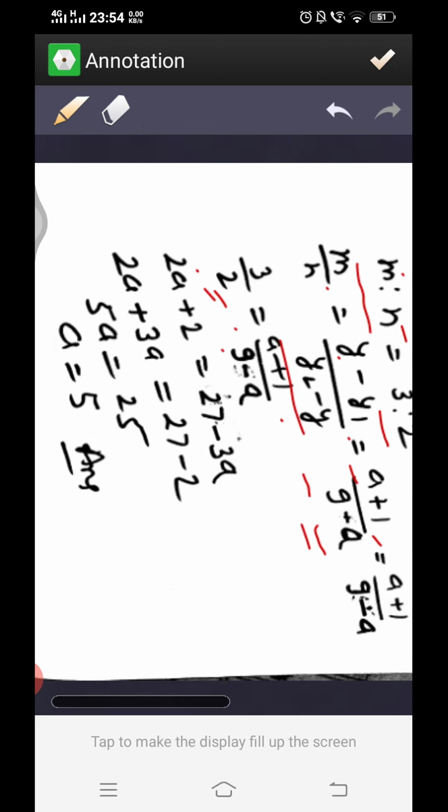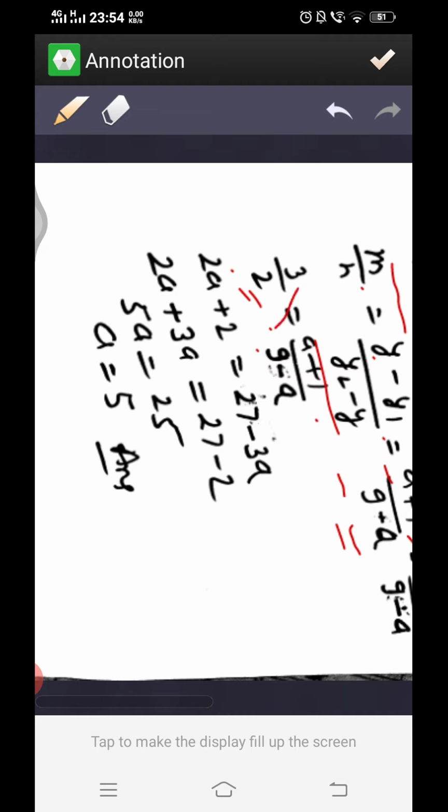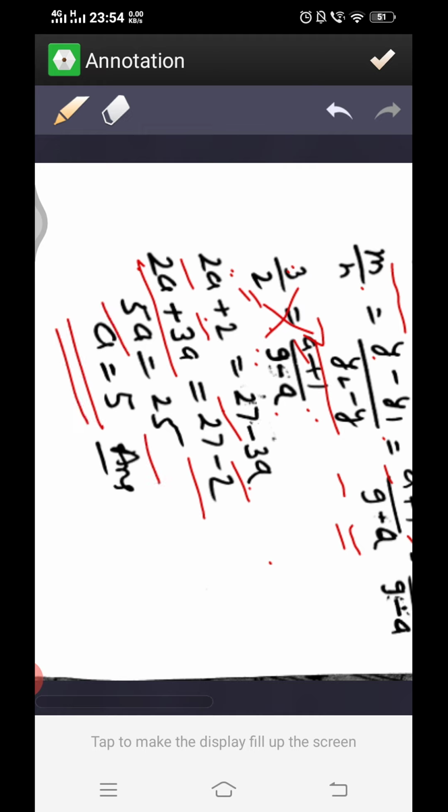We do here cross multiplication again like this one. So 3 nines are 27 and 3 into a 3a. Then 2 into a 2a plus 2. So 2a, 3a brought this side plus 3a, and 27, 2 send that side minus 2. So we are getting 5a equal to 5. So a equal to 5. That is our required answer.